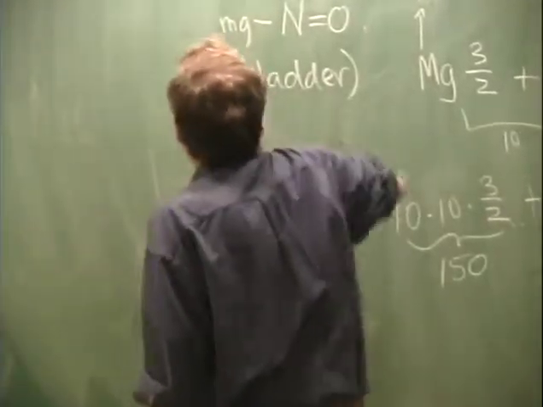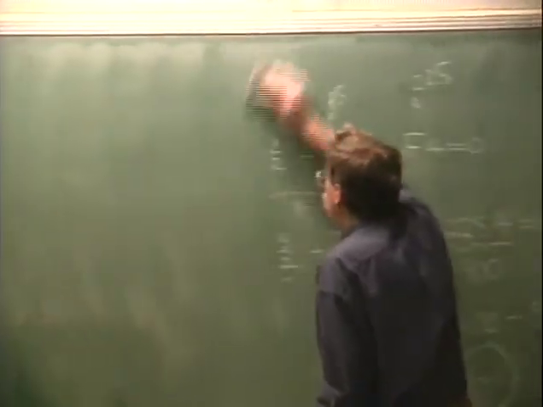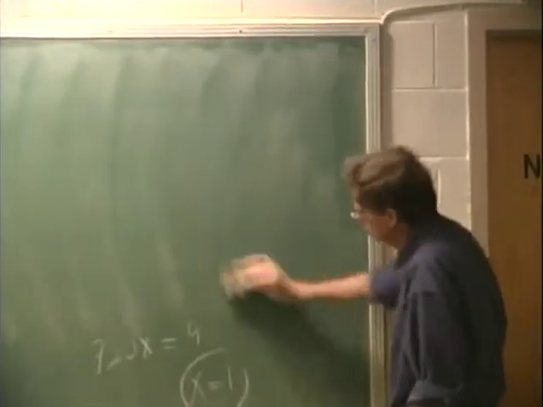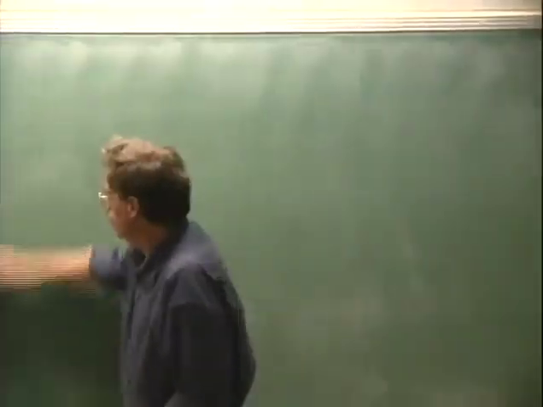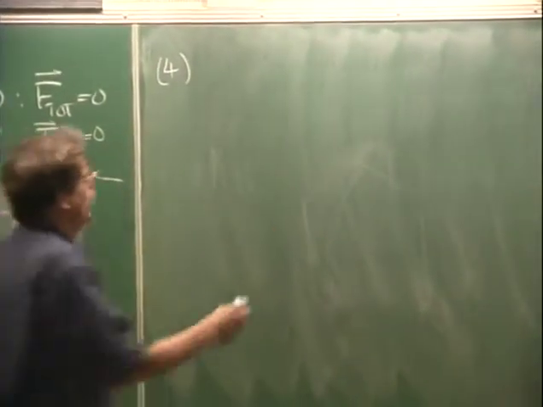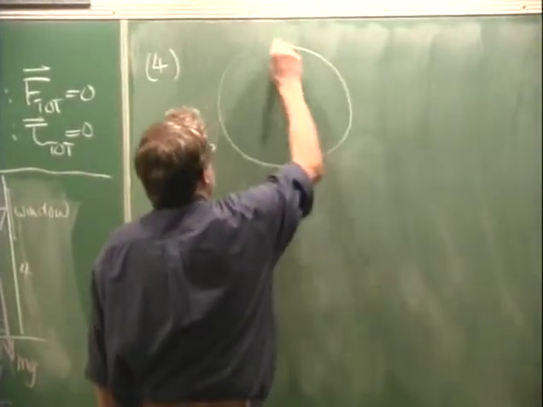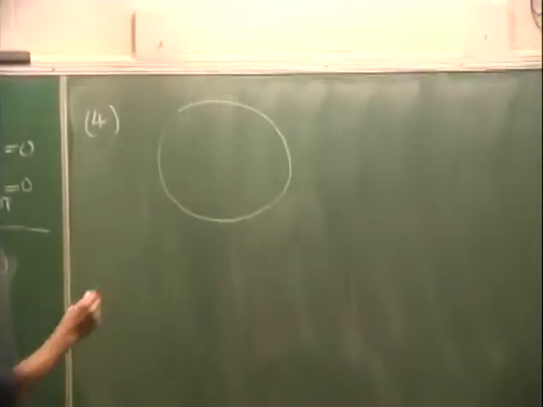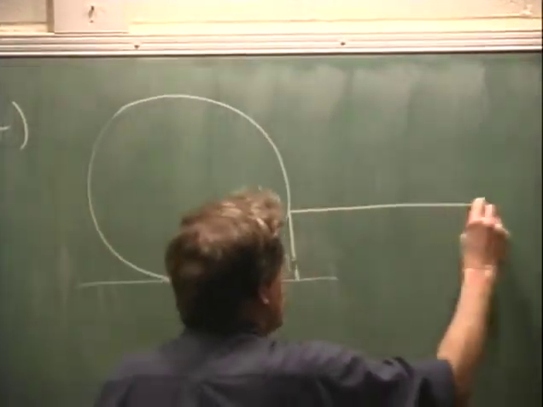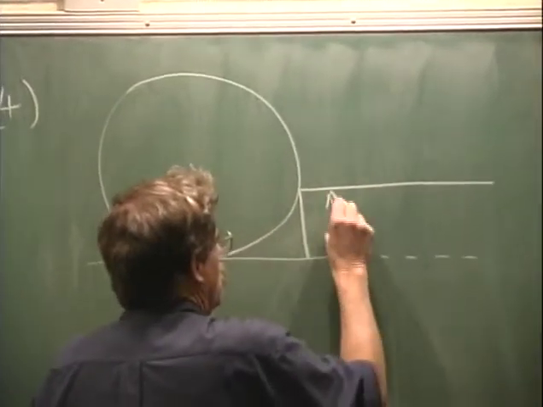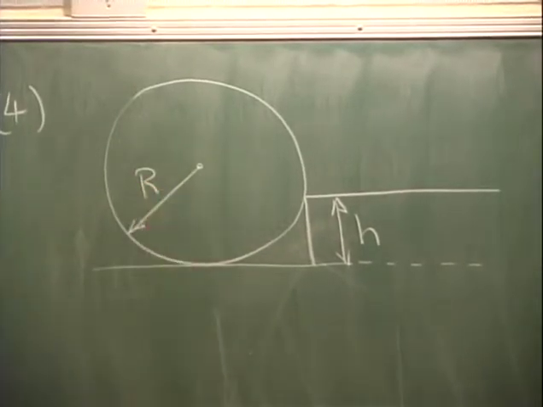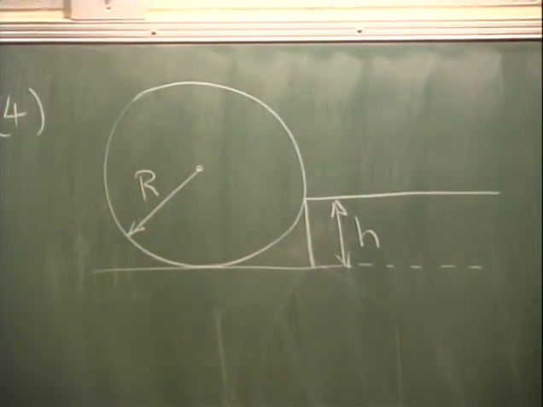Okay, one last example, a kind of weird example of statics. But a sort of fun problem too. This is number 4. You've got a bicycle wheel, and it's come up to a curb here, and the curb has a height h. And the bicycle wheel has a radius r and a mass m.